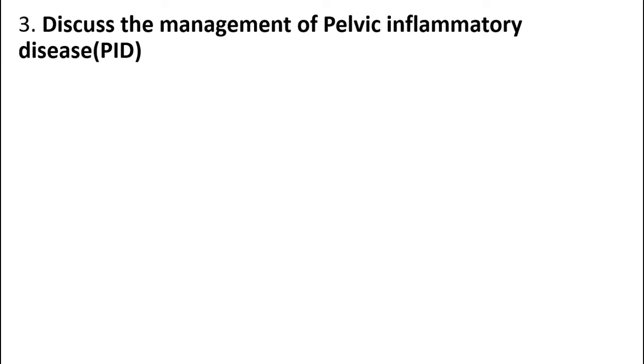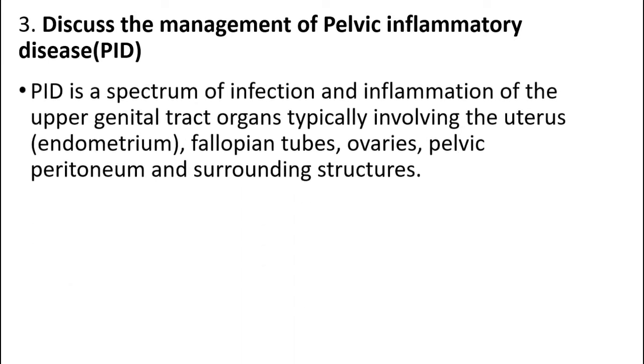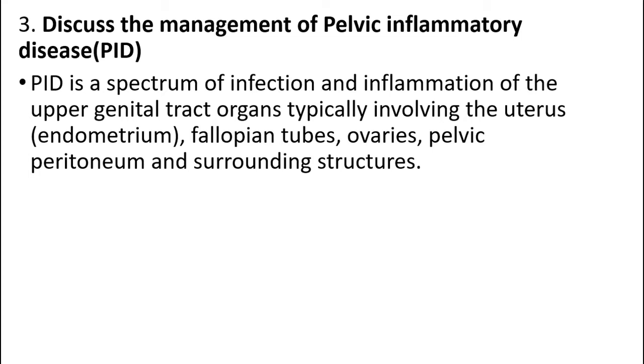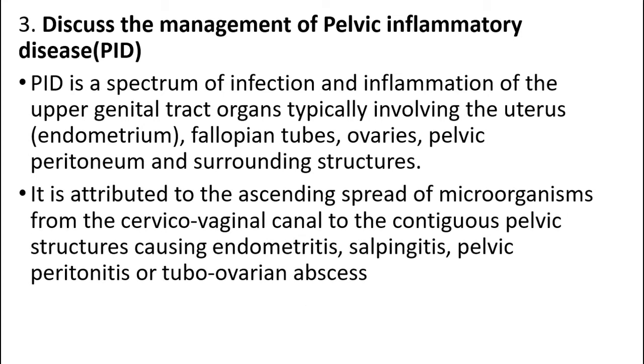The third question is: discuss the management of pelvic inflammatory disease. Pelvic inflammatory disease is a spectrum of infection and inflammation of the upper genital tract organs, typically involving the uterus, that means the endometrium, fallopian tube, ovaries, pelvic peritoneum and surrounding structures. It is attributed to the ascending spread of microorganisms from the cervicovaginal canal to the contiguous pelvic structures, causing endometritis, salpingitis, pelvic peritonitis or tubo-ovarian abscess.